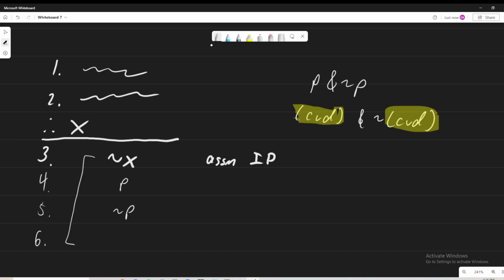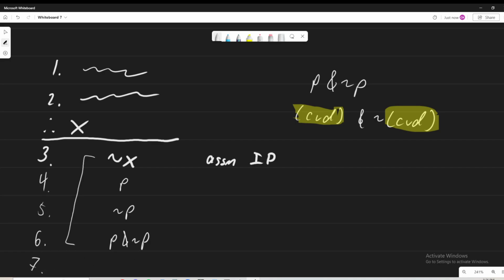You may remember from our discussion of truth tables that a contradictory proposition is one that is not possible in any possible world. It's impossible for it to be true. And because it's impossible for something to be true, then it can't be true in our argument. So what we've done in line 3 is we've assumed not X to be true. And from assuming not X, we've shown that a contradiction follows, such as P and not P.